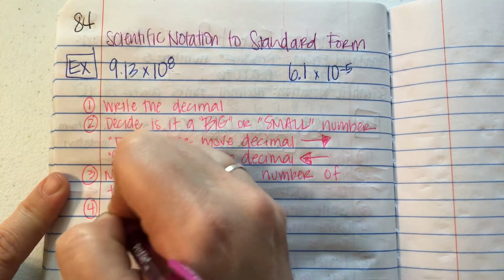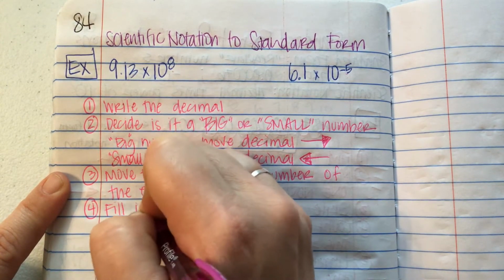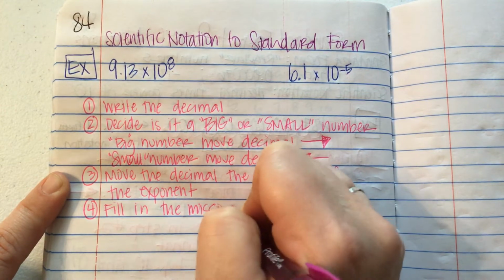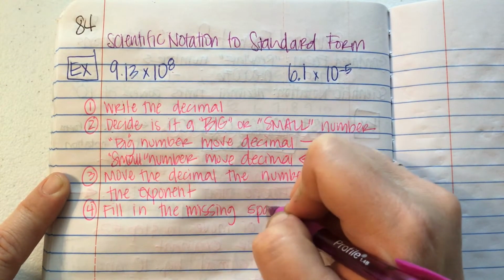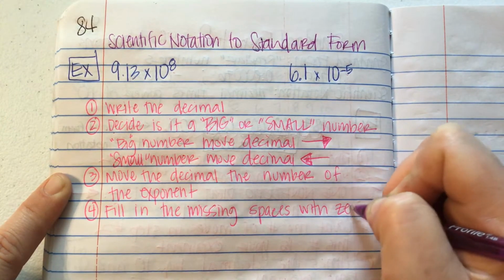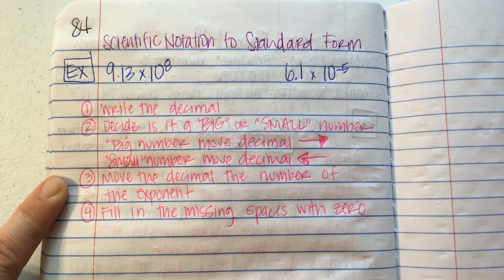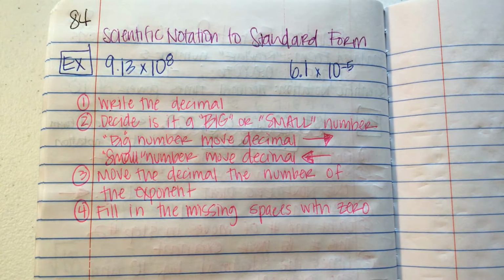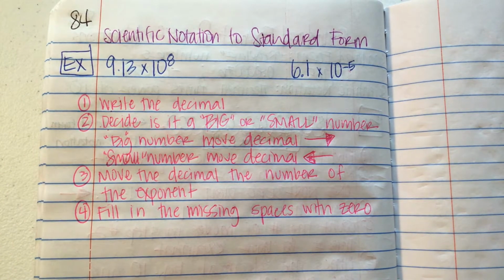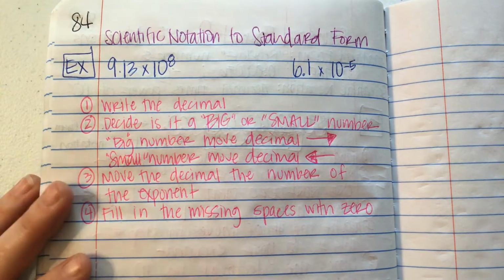And then you're going to fill in the missing spaces with zeros. And then we're done. I'm going to explain it. Don't panic. Here we go.